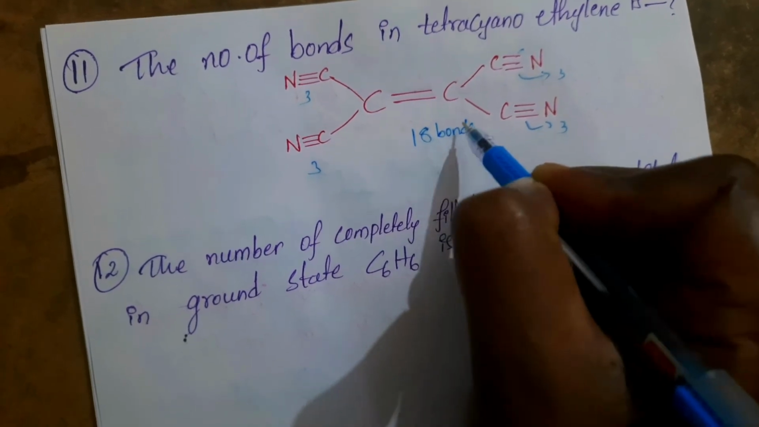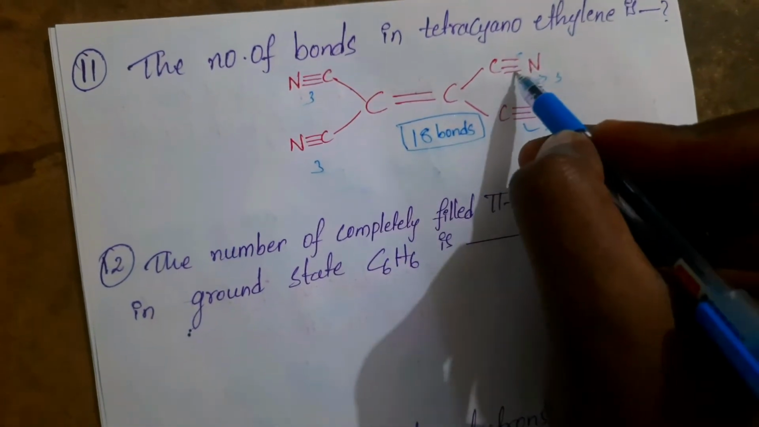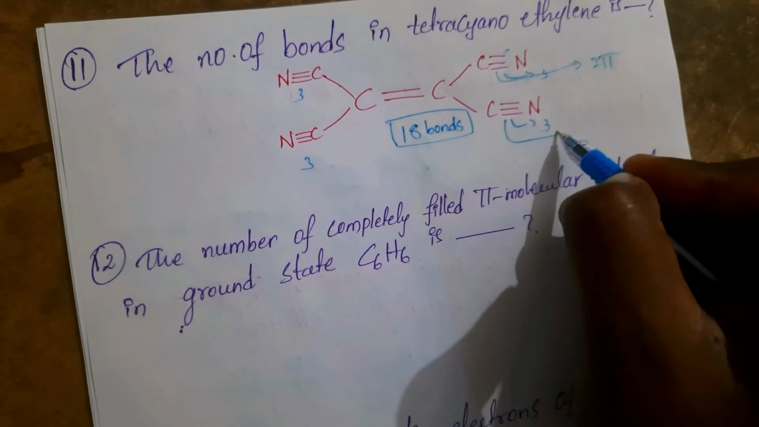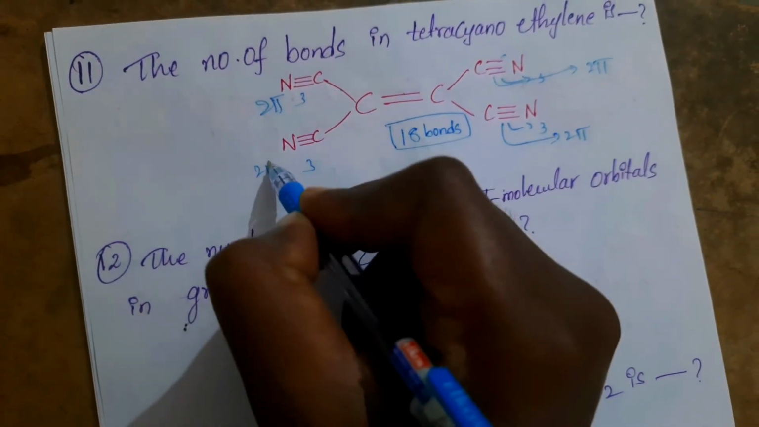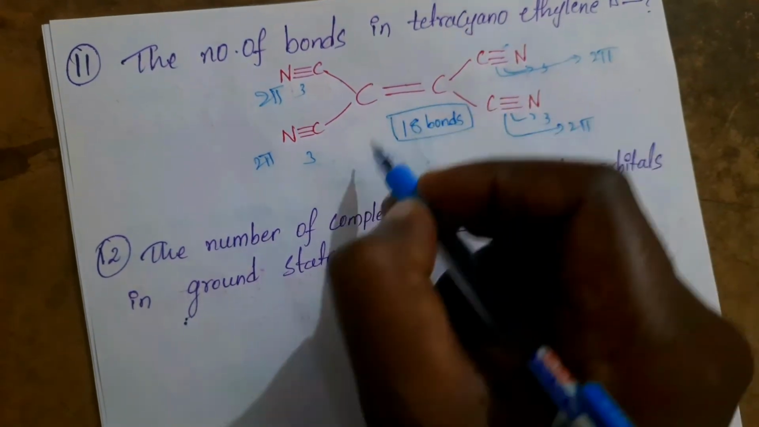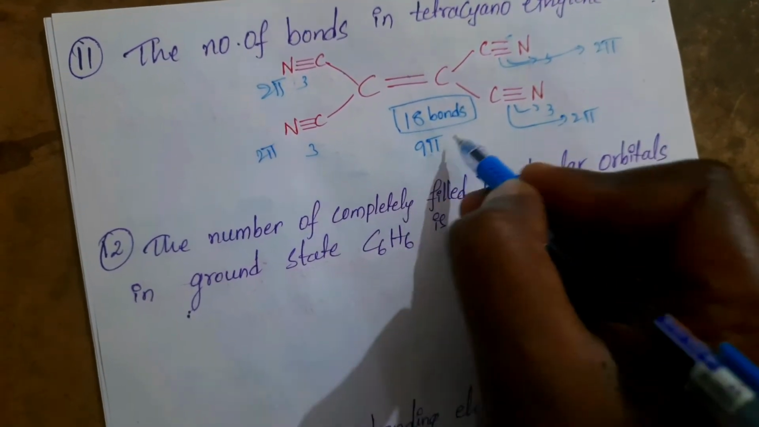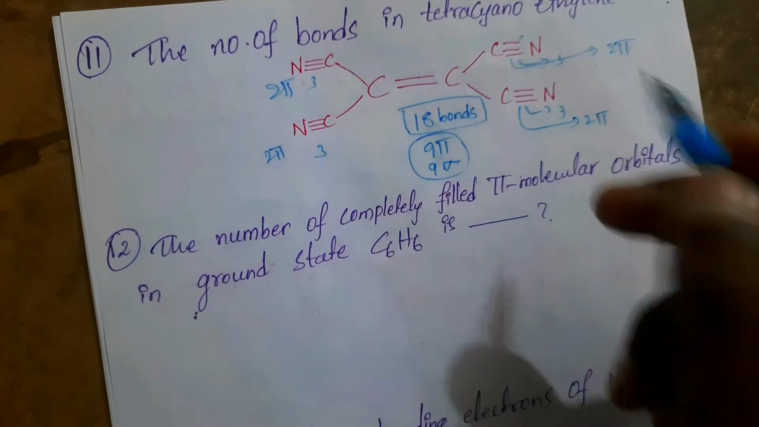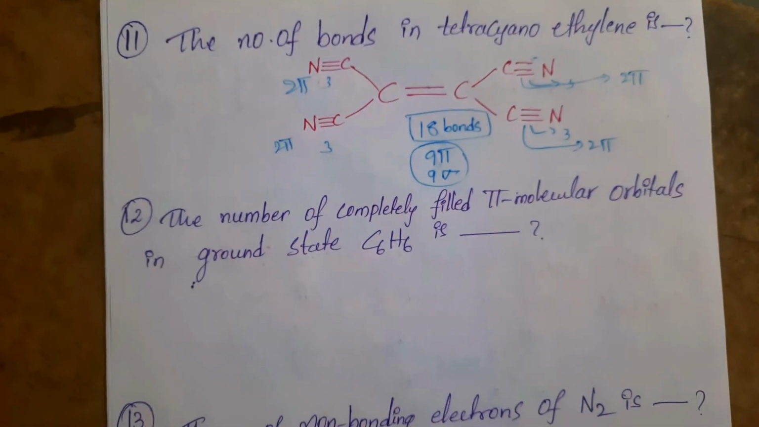Out of 18 bonds, how many are the pi bonds here? Here 2 pi bonds. Here also 2 pi bonds. Like that, 2 pi bonds here, and here also 2 pi bonds. 8 pi bonds plus 1, that is 9 pi bonds are there. Remaining will be what? Sigma bonds. That is 9 sigma bonds and 9 pi bonds in tetracyanoethylene. Is that clear? Now next one.